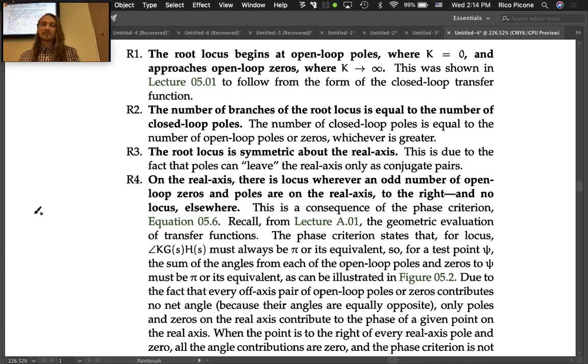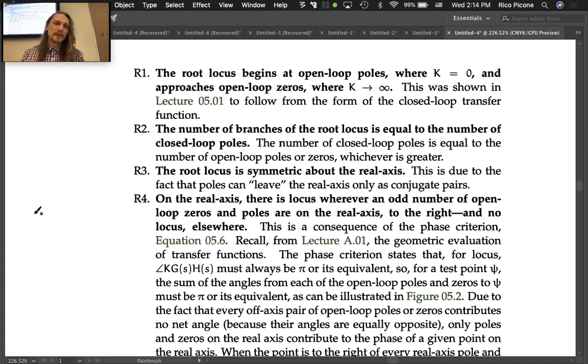Okay. All right. So rule 1: the root locus begins at open loop poles where the gain is 0 and approaches open loop zeros where the gain goes to infinity. This was shown in the last lecture to follow from the form of the closed loop transfer function.